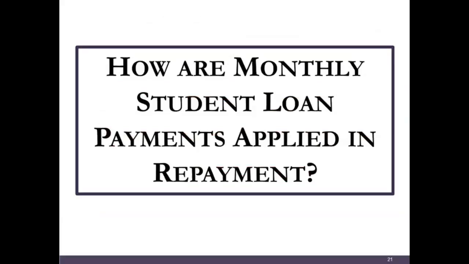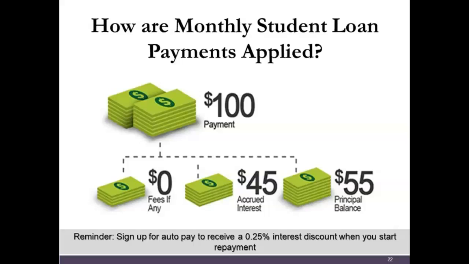So how are monthly student loan payments applied in repayment? This is pretty simple. When you make a payment every month on your student loans, first, it's going to go to any fees. So if you have any late fees or anything like that, it's going to go to that. Second, it's going to go to any accrued interest for the month. And then third, it's going to go to your principal balance. That's typically the way they always apply payments, and it's very important for you to know that.